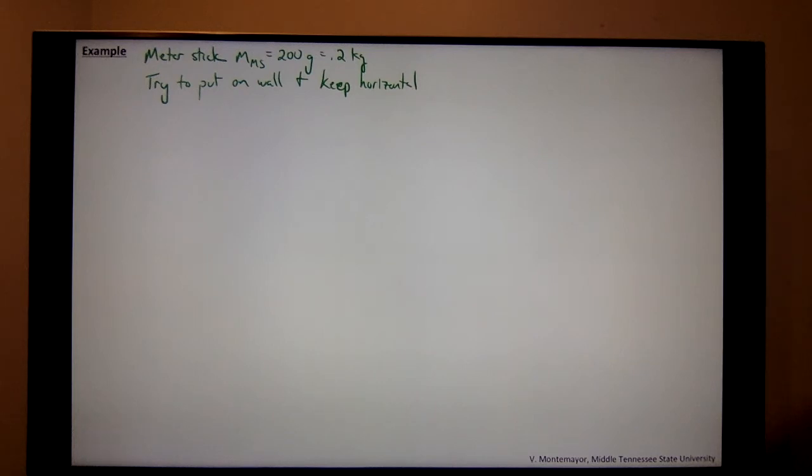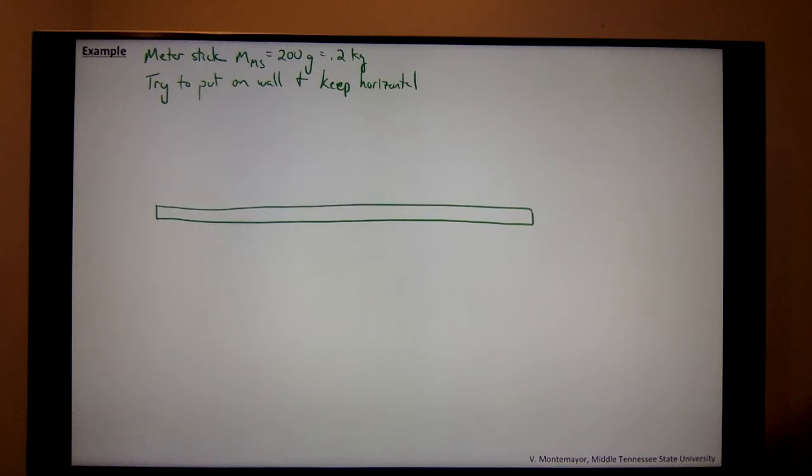So maybe one of you decides to take the meter stick home and do something that sort of looks like this. So here's the meter stick. And let's put some markings on here. Let's say 20, 40, 60, 80. So this would be 0, 20, 40, 60, 80, 100. Those are the centimeter markings on the meter stick. And let's say for whatever reason, right at the 30 centimeter mark, you decide to put a nail right here.